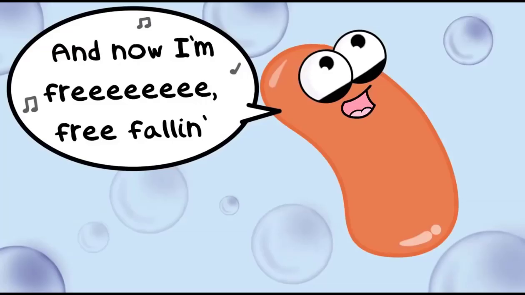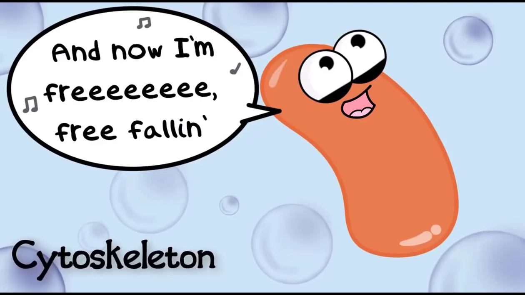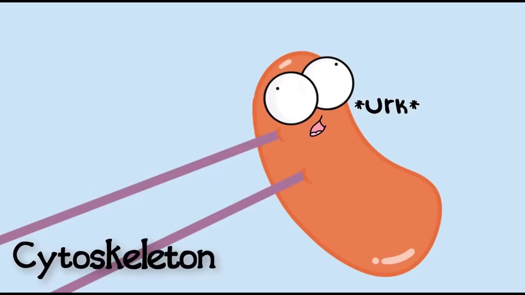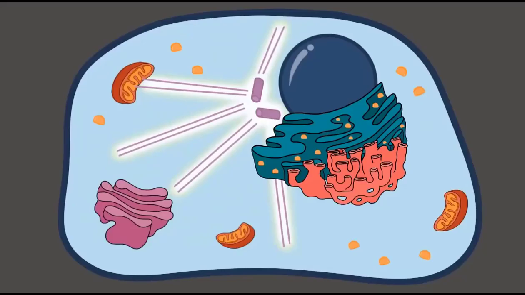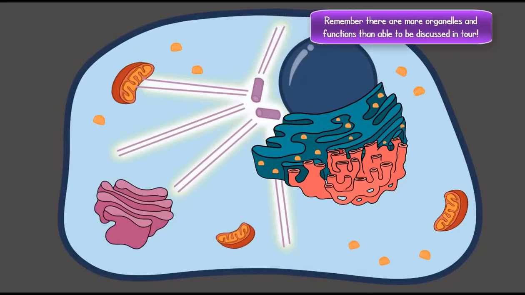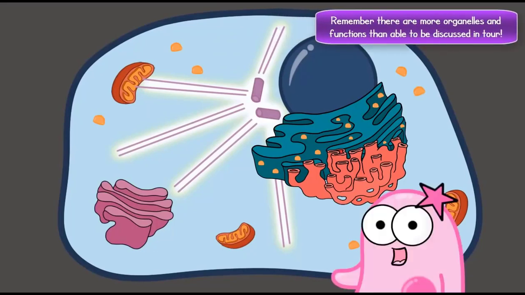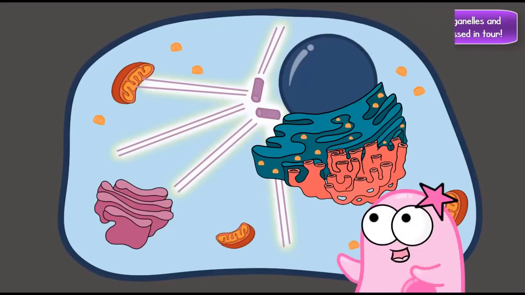Now, organelles that are floating around in the cytoplasm can have more support than you might think. Cells contain a cytoskeleton, which is a collection of fibers that can provide support for the cell and its organelles. And the cytoskeleton can even play a major role in cell movement. The cytoskeleton actually deserves its own video because it's very complex and its organization can vary depending on what kind of cell you're looking at.